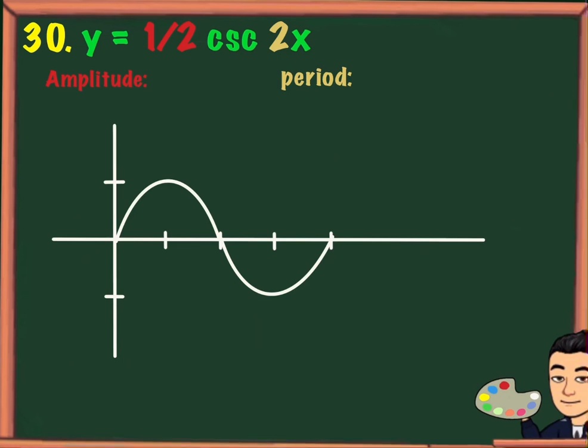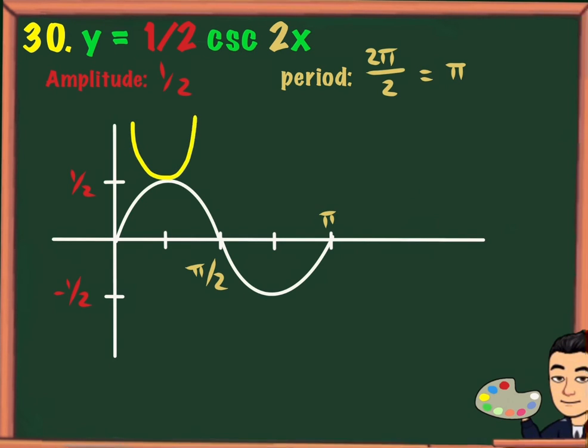For number 30, we have the cosecant. So we're going to have to graph the sine first. And the amplitude is 1/2. So you're going to go ahead and put 1/2 here and negative 1/2 over here. The period is going to be 2 pi over the b value, that's 2. So the period is going to equal pi. So let's mark pi here and pi over 2 here. Okay, so we're going to graph the parabola at the highest point and the lowest point. And this is your cosecant.